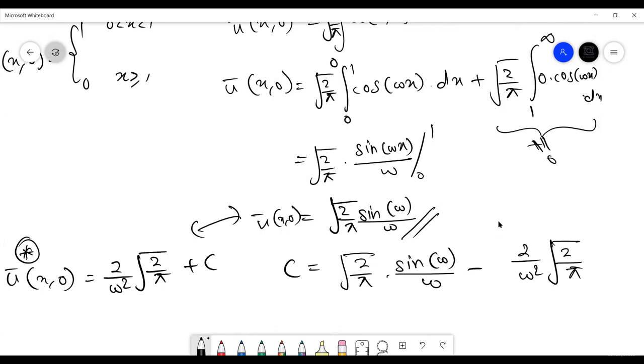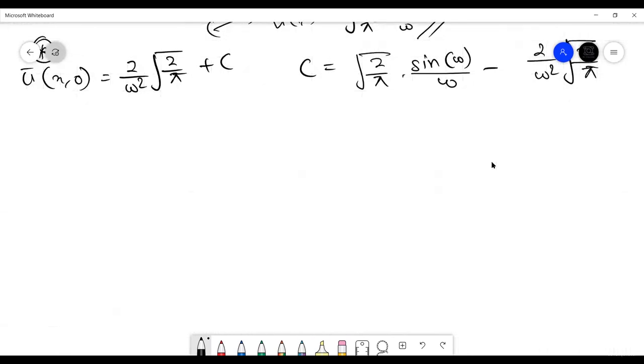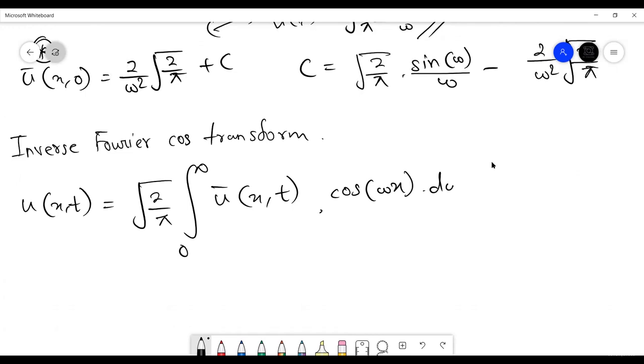Right, so that is c. Now you know the value of c, so the remaining thing is only taking the inverse Fourier transform. So we have to take the inverse Fourier cos transform. The inverse Fourier cos transform gives us u(x, t) equals square root of 2 by pi, integral from 0 to infinity of u bar(x, t) times cos(omega x) d omega. So in terms of u bar(x, t), you have to substitute the value and give the final answer.